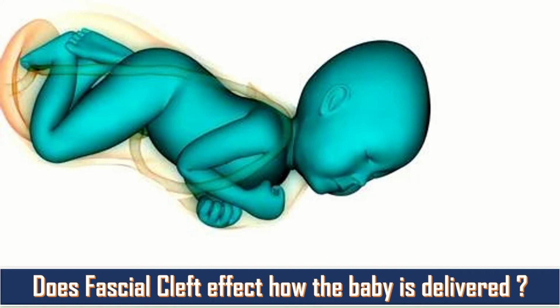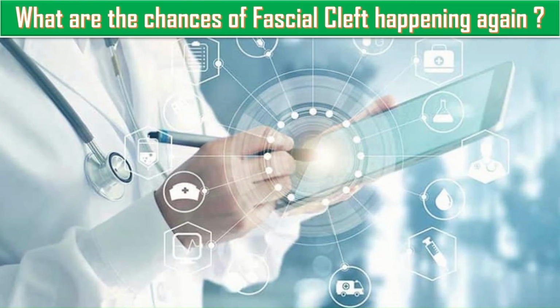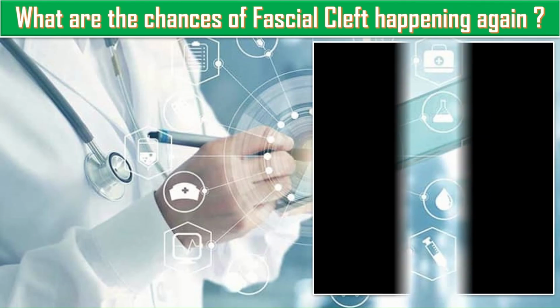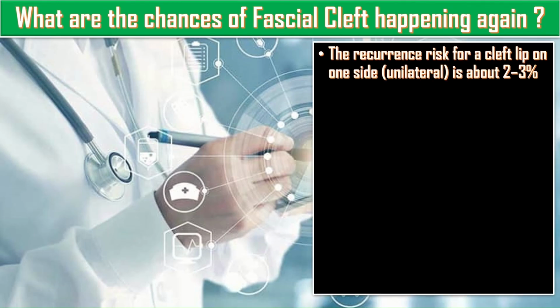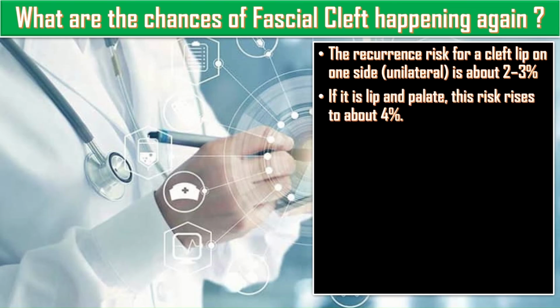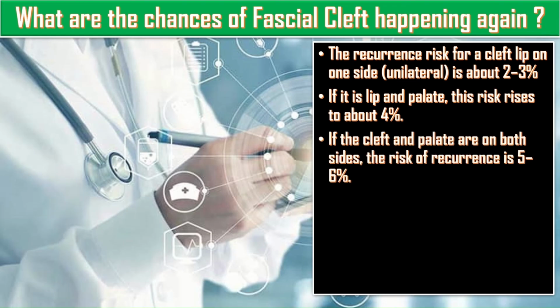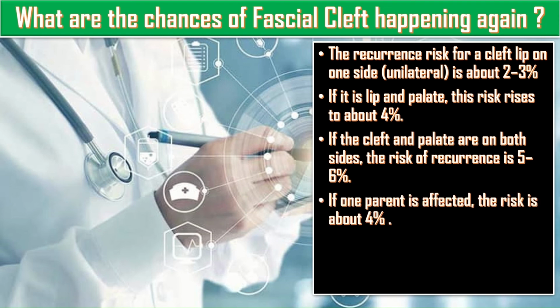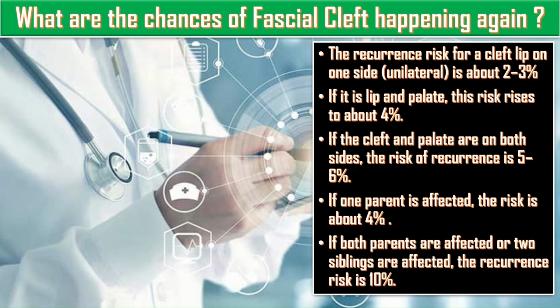What are the chances of facial cleft happening again? The recurrence risk in a child depends upon the severity of the cleft and the presence of a family history. The recurrence risk for a cleft lip on one side is about 2 to 3%. If it is lip and palate, the recurrence risk rises to about 4%. If the cleft lip and palate are on both sides, then the risk of recurrence is 5 to 6%. If one parent is affected, the risk is about 4%. If both parents are affected or both siblings are affected, the recurrence risk is 10%.